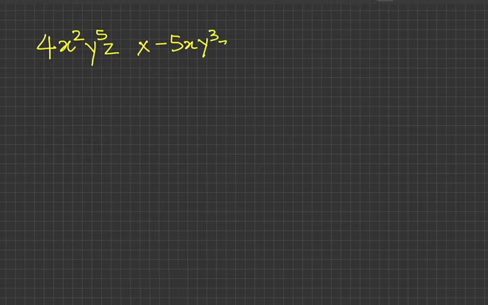Okay, I want you to do this one. I have 4x squared y to the power 5 z times negative 5x y cubed z squared times 2x cubed y z to the power 4.